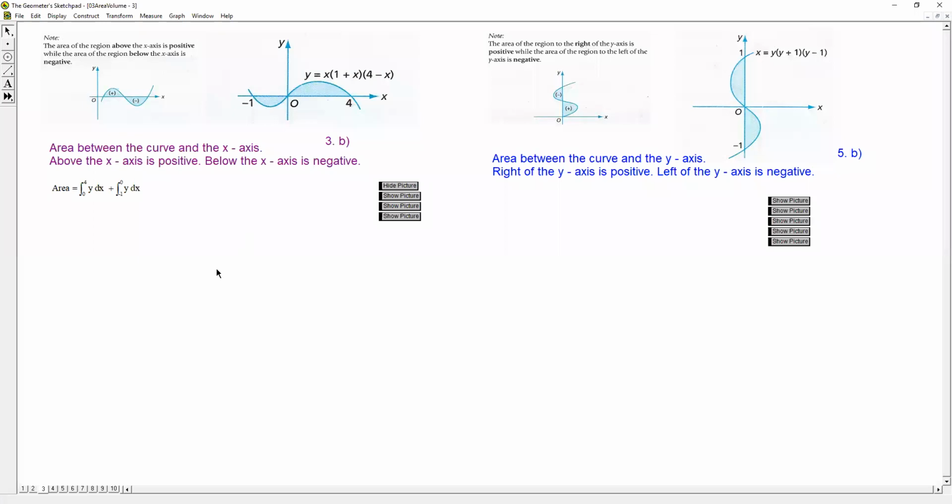Okay, so for this area here, actually it consists of two parts. For this problem here, the area consists of two parts, and this problem is the question number 3b in the exercises that I've given you. This is question 3b. So I break it into two parts from 0 to 4. So I integrate y dx from 0 to 4. Then another part will be integrate from -1 to 0.